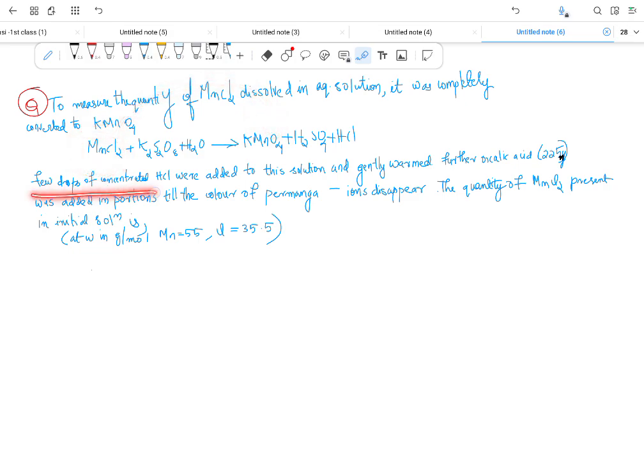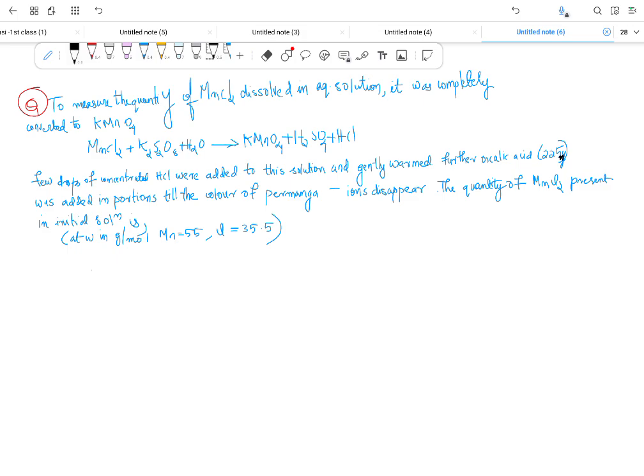The equation is given here. Now a few drops of concentrated HCl were added to this solution and gently warmed, and further oxalic acid, 225 mg of oxalic acid, was added in portions till the color of permanganate ion disappeared. So basically we have to find the quantity of MnCl2 from this.